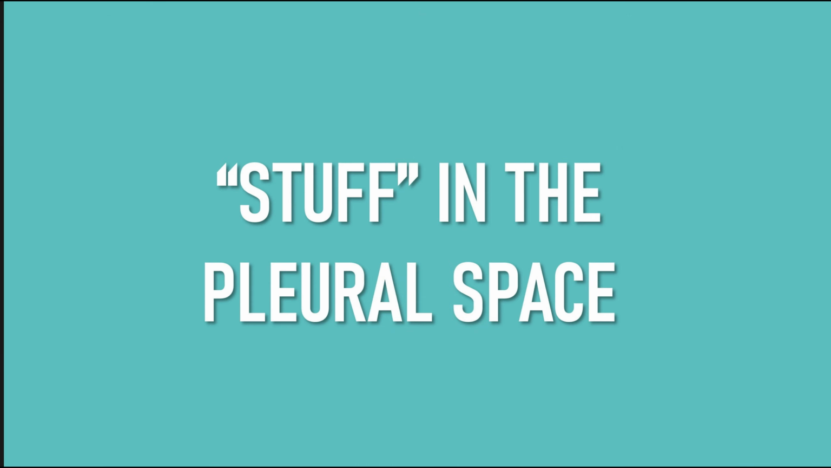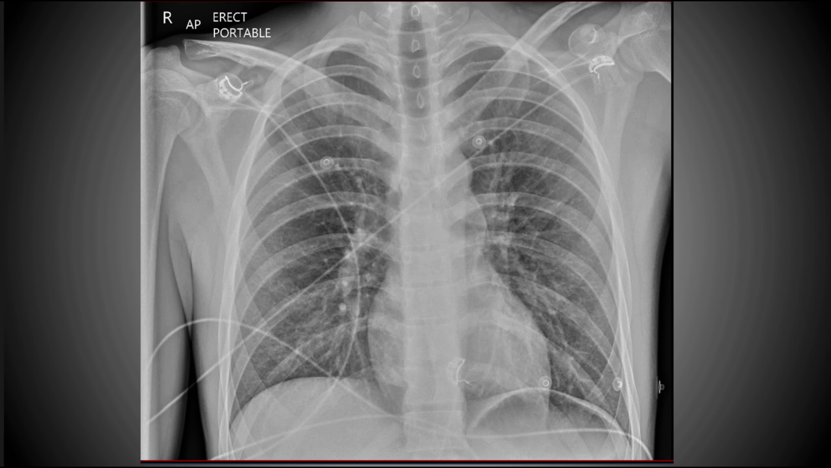Between the lungs and the thoracic wall is the pleura. There's usually negative pressure in the pleura, and that's essential to ensure that the lungs inflate and deflate normally. This is a relatively normal chest x-ray, and we're going to look at some stuff that may collect in the pleura that you need to be able to see when you're doing your initial chest film.